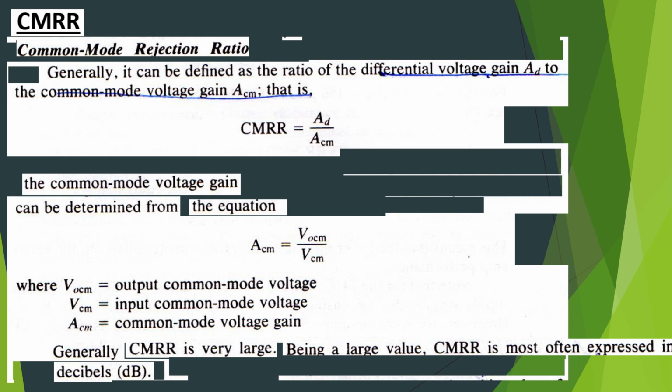The common mode voltage gain can be determined from the equation ACM equal to VOCM divided by VCM, where VOCM is the output common mode voltage, VCM is the input common mode voltage, and ACM is the common mode voltage gain. Generally, CMRR is very large. Being a large value, CMRR is most often expressed in decibels.